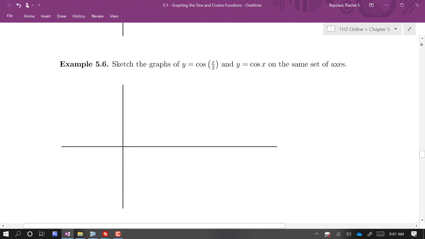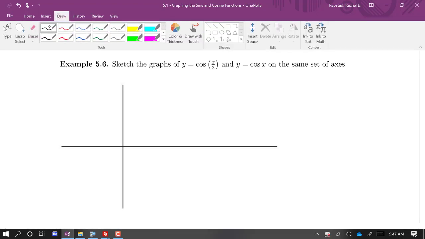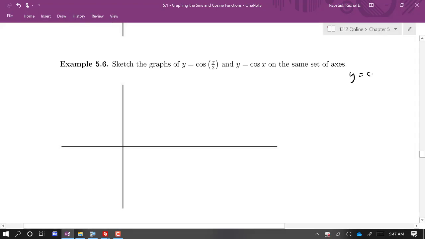Let's do another one. Now we're going to sketch a graph of y equals cosine x over 2 and y equals cosine x. So again, I'm going to begin by just marking out the information about each of these functions. Y equals cosine x, the amplitude is 1, and the period is 2 pi. For y equals cosine x over 2, first I want to see it as cosine of bx. You know, the coefficient on x, x divided by 2, is the same as x times 1/2. So that's cosine of 1/2 x.